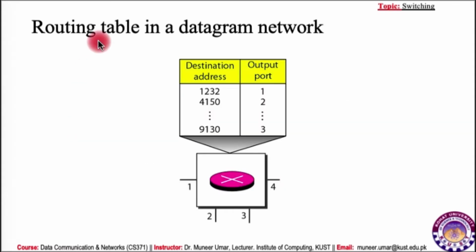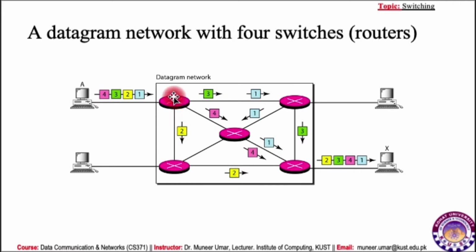Then we have a routing table in a datagram network. Each packet which is transmitted from source to destination keeps the addresses of the source node and the destination node. These addresses are checked at the router level. At each router, the addresses are checked and the packets are diverted according to the addresses stored in these packets.